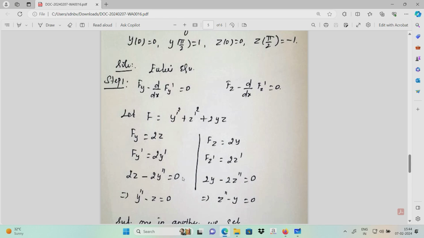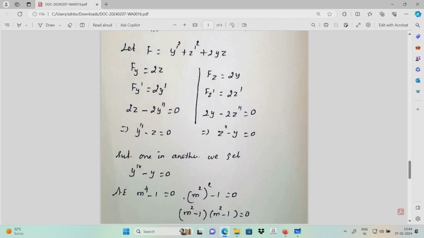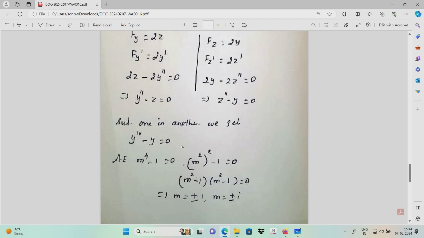So now write one in terms of the other. Okay, so I am taking z as y double dash. So what do you get? On substituting in the second equation, we have y power 4 minus y equals 0. So again, we need to solve this differential equation. So write the auxiliary equation, which is m power 4 minus 1 equal to 0. Then rewrite it: m square the whole square minus 1 equal to 0.